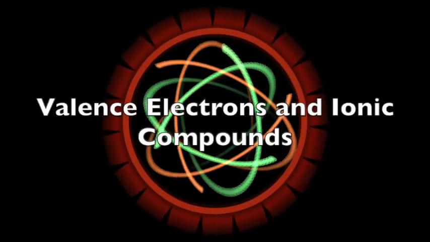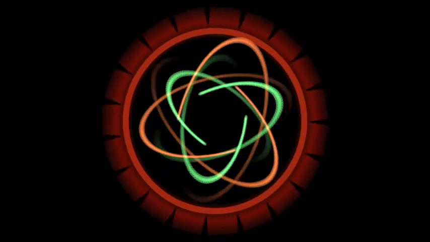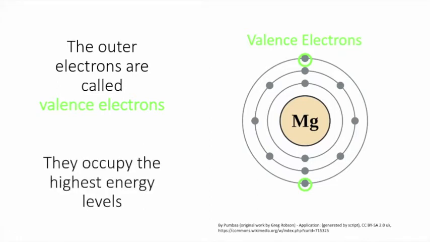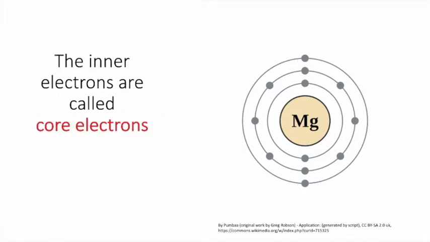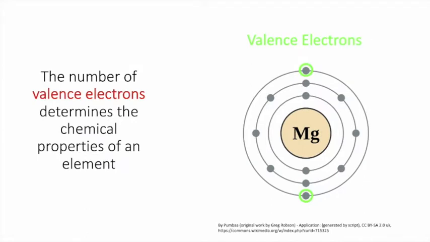Today we're going to talk about valence electrons and ionic compounds. Valence electrons are the electrons in the highest occupied energy level of an element's atoms. We're talking about the outermost shell. Core electrons, by contrast, are the electrons in inner shells. The number of valence electrons that an element has determines the chemical properties of that element.